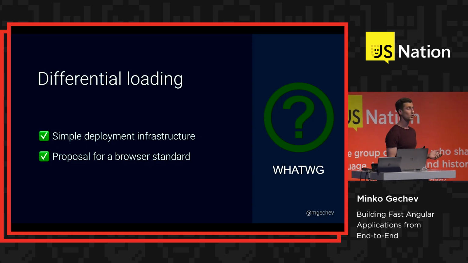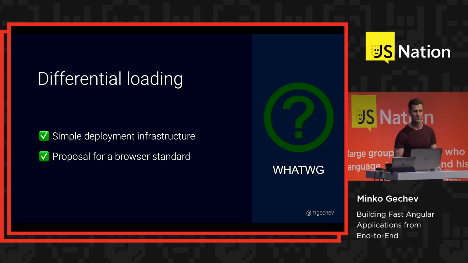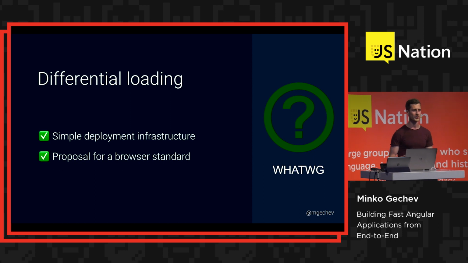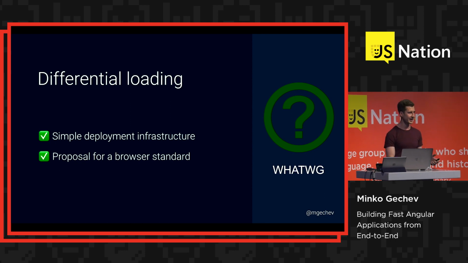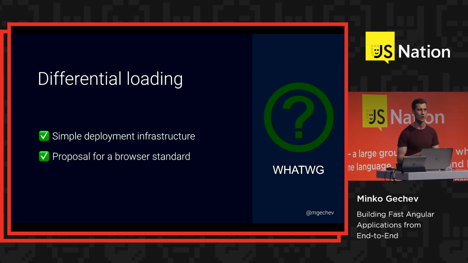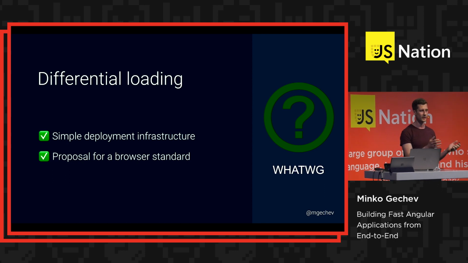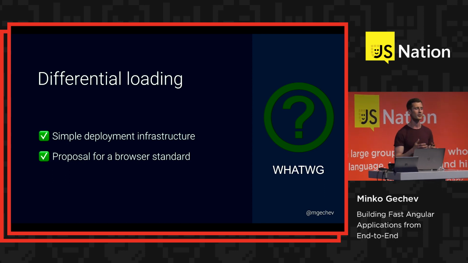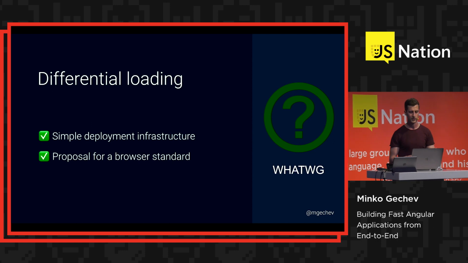Why did we choose differential loading instead of differential serving or any other fancy serving technique? So first, the deployment with differential loading is straightforward. All we need to do is take a bunch of static assets and move them to the CDN, and that's it. We don't need any complicated serving infrastructure where we are going to take a look at the user agent of the browser and figure out which script to ship from there.